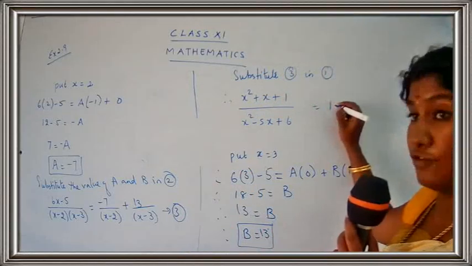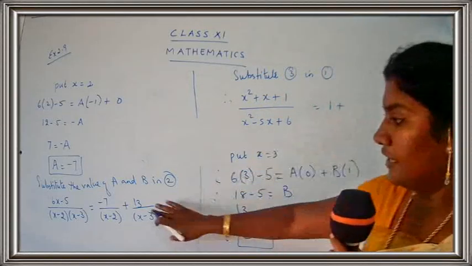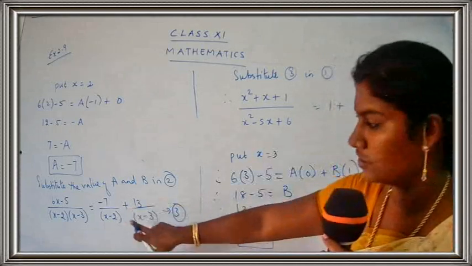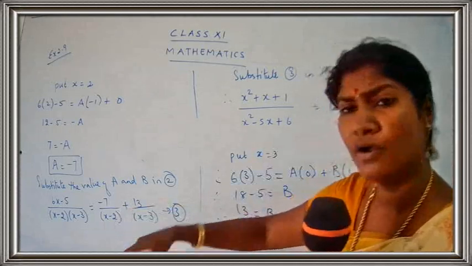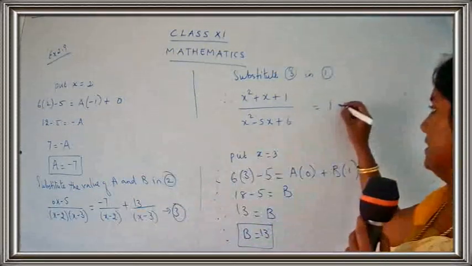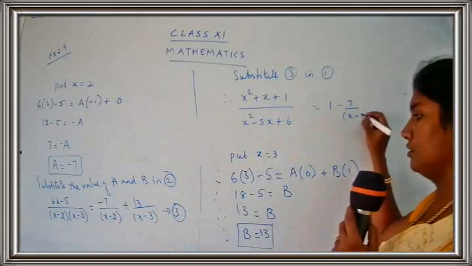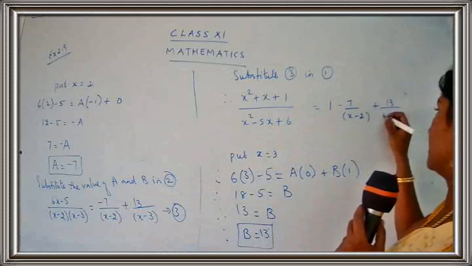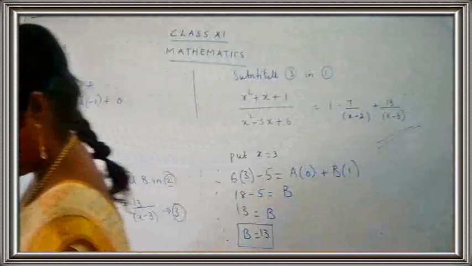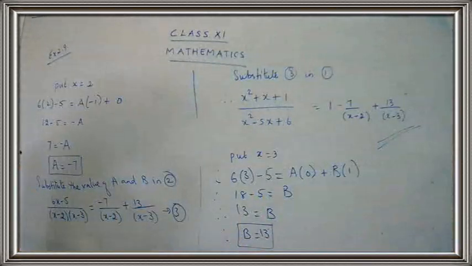And here what was there? Here 1 was left. Yes, 1 plus, and we have to write down this part. You can write the positive term first and then the negative term, or you can just interchange and write, no problem. So I'll take the negative term first: minus 7 upon x minus 2 plus 13 upon x minus 3. So this is the required answer. So what is the answer? 1 minus 7 upon x minus 2 plus 13 upon x minus 3. So this is sum number 7.